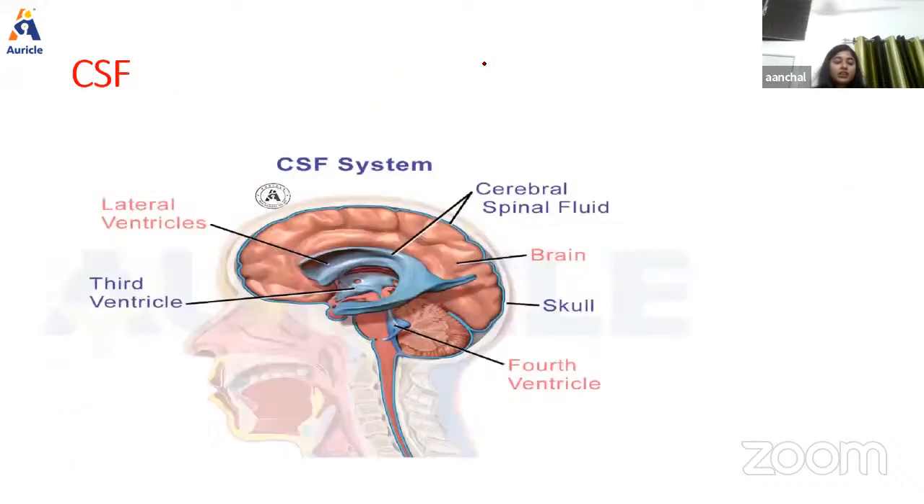Now next we have another topic of CNS, that is CSF. CSF stands for cerebrospinal fluid. So what is CSF? It is a clear, colorless, and transparent fluid that circulates through the ventricles, brain, and subarachnoid space, and also the central canal of the spinal cord. As we can see, the CSF is present in the lateral ventricle, third ventricle, fourth ventricle, and also in the subarachnoid space. We can see this in the picture also.